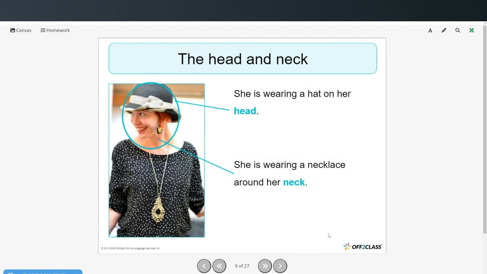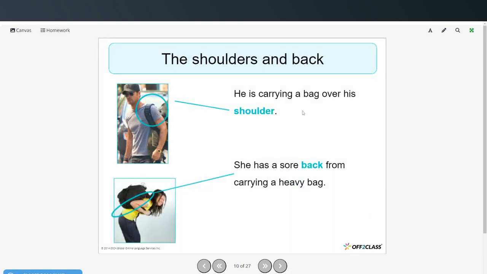Alright, so we're going to focus now on the head and neck. So here she is wearing a hat on her head. And she is wearing a necklace, this is the necklace, around her neck. He is carrying a bag over his shoulder. And she has a sore back from carrying a heavy bag on her back.